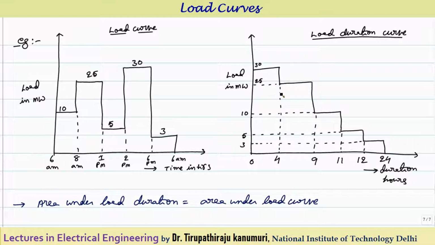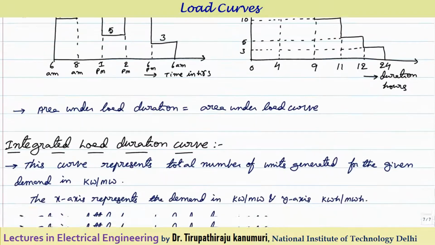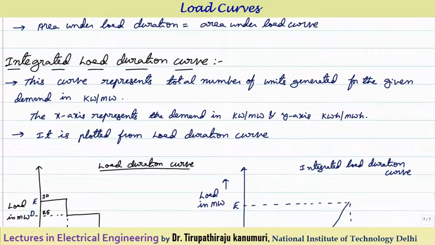And whichever power plant is having the less operating cost or the less cost per unit, that we will select as the base plant. Like for example 3 megawatt is running 24 hours, 5 megawatt is running for 12 hours, 10 megawatt is running for 11 hours. So accordingly we will divide among the stations. We are also going to discuss base load and peak load plants in the coming lectures in detail.